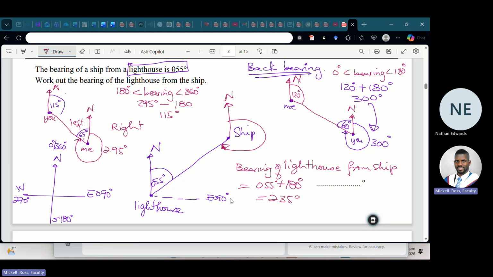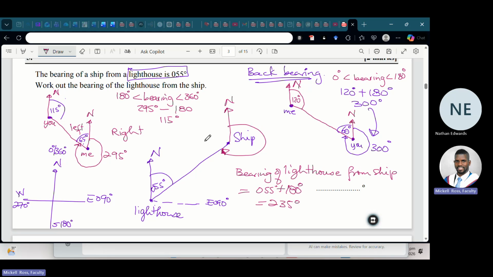So that is how back bearing works. All right, so bear that in mind, please. That's how you would use back bearing. All right, give you a bit to take that off and then we look at some more questions.